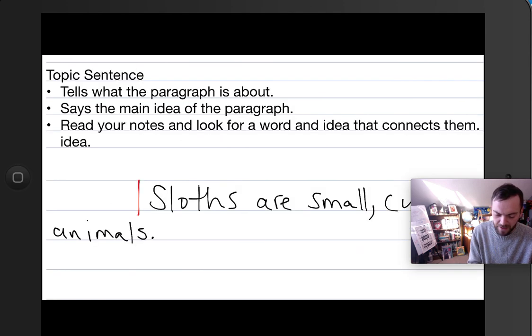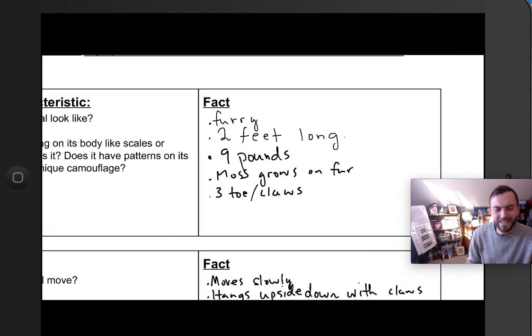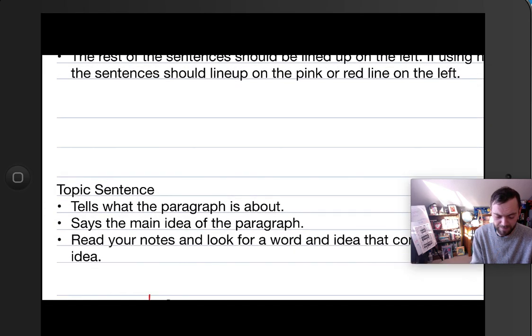So when I read these facts, the thing that connected these words and these facts for me is that they're small and they're cute. They could probably hide in the forest well. Maybe I'll get to that part later. But for now, I just want to describe what those facts tell me.